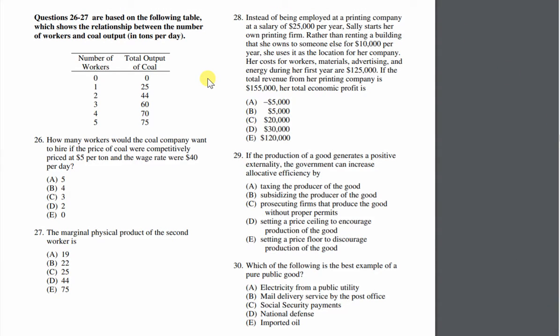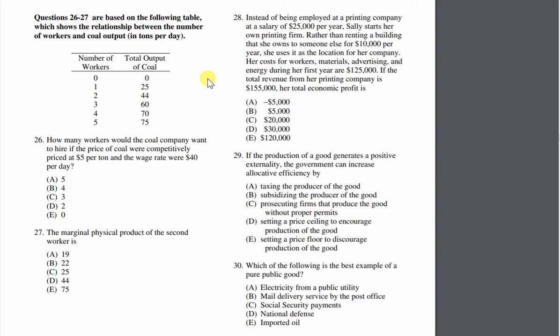Okay, so let's knock off number 26. How many workers would the coal company want to hire if the price of coal were competitively priced at $5 per ton and the wage rate were $40 per day? So, the concept behind answering this question is to look at the marginal values and marginal costs of hiring workers and the output they produce.